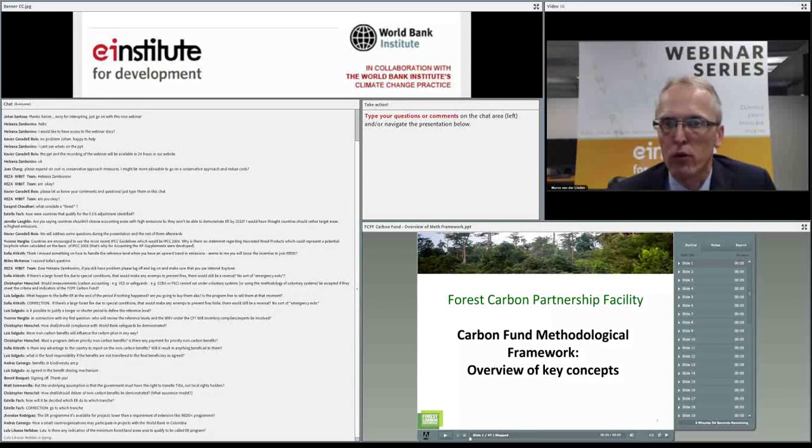There's a question on the right to transfer title from Matt Somerville. He's asking, the underlying assumption is that the government must have the right to transfer title, not local rights holders. The assumption is that whoever signs the contract with the Carbon Fund has the right to transfer it to the Carbon Fund. So if whoever signs the contract is a government entity, it doesn't mean that the government entity necessarily has the rights. The rights can still sit with beneficiaries, landowners, etc.